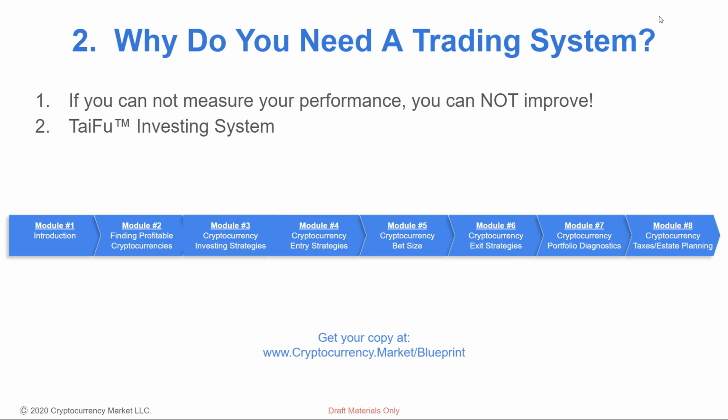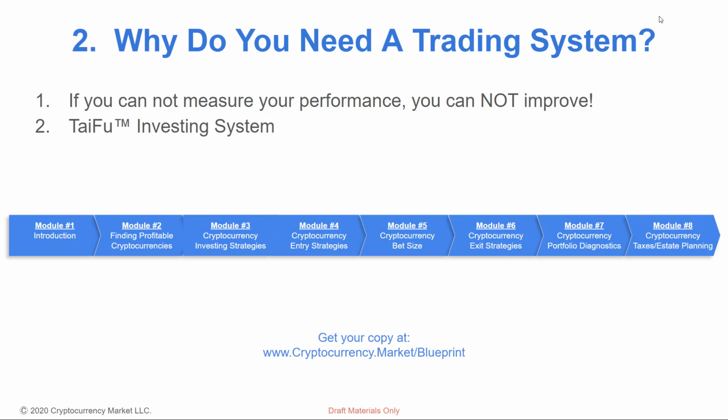So in the TaiFu Investing System right here, Module 1 is just an introduction, but in Module 2 of the cryptocurrency investing blueprint, okay, and you can get your copy below there, guys, at www.cryptocurrency.market/blueprint, okay? So in Module 2 here, we talk about finding a profitable cryptocurrency. So we go over the different ways and the methods, the different strategies that our team uses to find a potentially profitable cryptocurrency, all right?